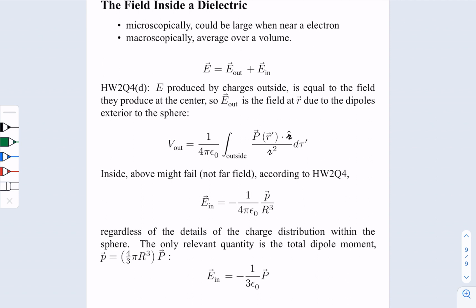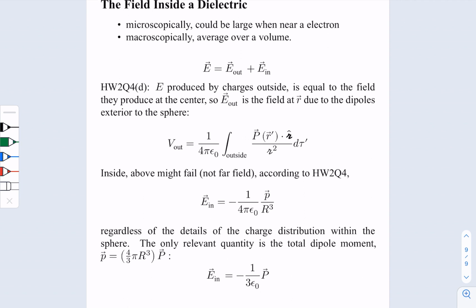So what I mean is that here, instead of calculating the E field, we want to replace the E field by an average over a volume of the E field. And then this field has two contributions. One contribution is the E field that is outside the area of interest.